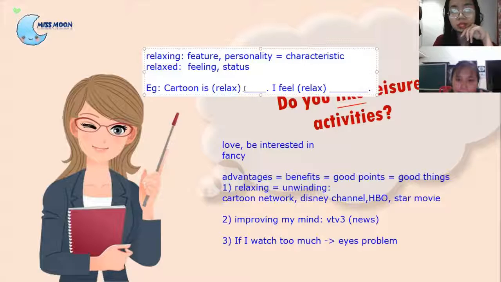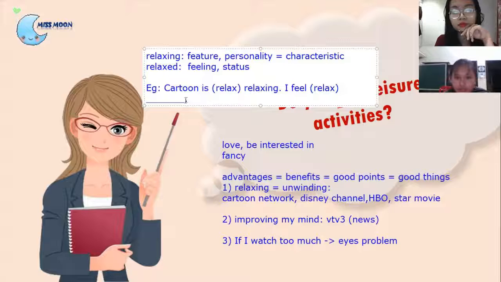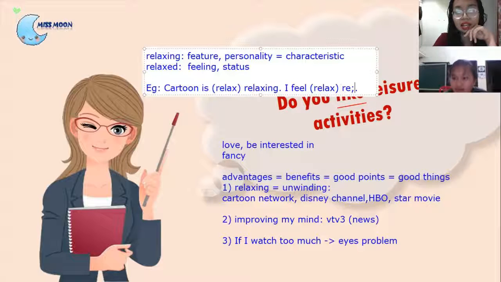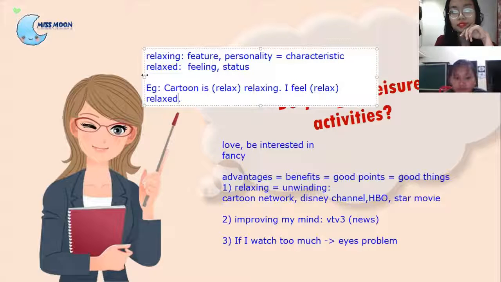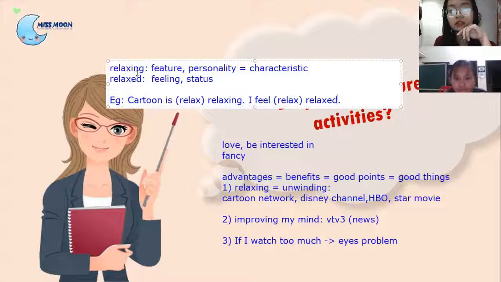What is it here? What can it be here? Cartoon is relaxing. Yes, relaxing. And I feel? I feel relaxed. Can you understand this one? Yes. Okay, so this is the difference between the verbs. This one is verb-ing and this one is verb-ed. Verb ending with ed and verb ending with ing, okay? I want you to remember, this one is the feature and this one is a feeling, right?